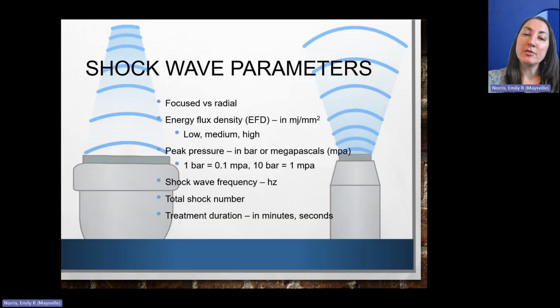With the parameters, there's the focused and there is the radial types of shockwave. The focused is on the left, the radial is on the right. And you have, same as we talked about in the first slides, the measurements: the energy, flux density, the peak pressure, the shock wave, the total number of shocks, and the treatment duration. We've already spoken about that.